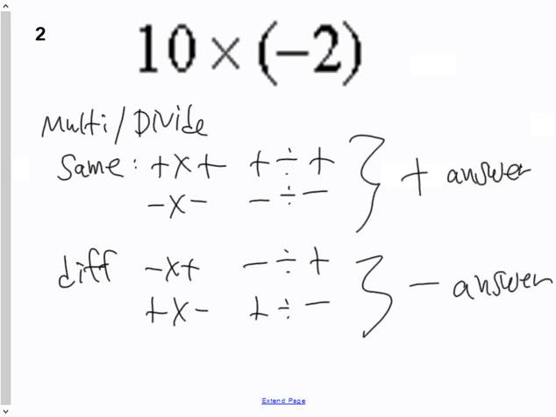Those are the sign rules that we talked about, and we used the modeling before to talk about those. But that's the thing you need to remember. If the signs are the same, you get a positive answer. If they're different, you get negative.